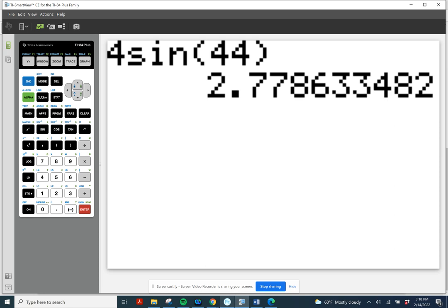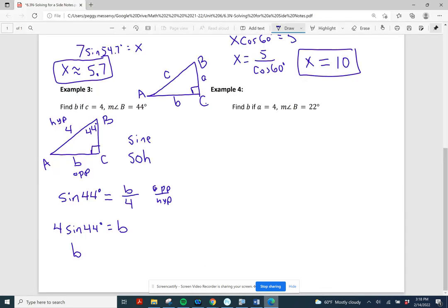2.8. All right. Let me double check that. 2.8. Sure enough, 2.8. Okay, so let's go back. We have b is approximately 2.8. All right. Last example.